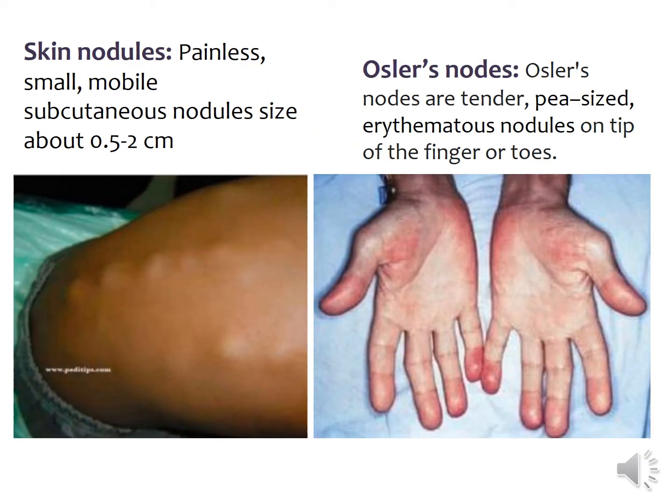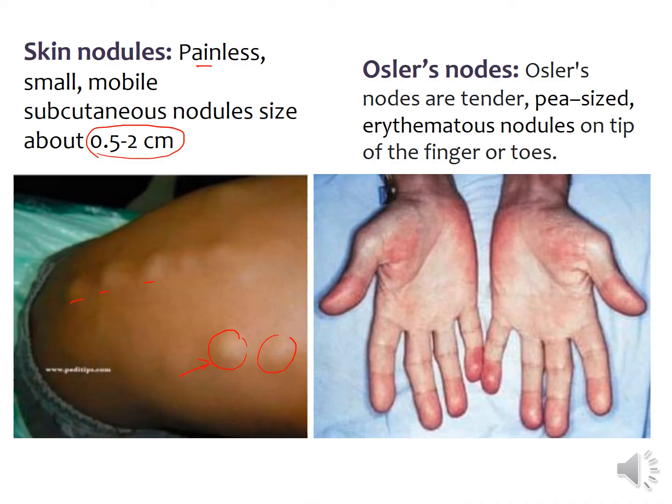Nodules produced in rheumatic fever are painless and small, mobile subcutaneous nodules. Size ranges from 0.5 to 2 centimeters. So these are the nodules on the skin. These are the bony protrusions, but they are not the lesions; these are the lesions.